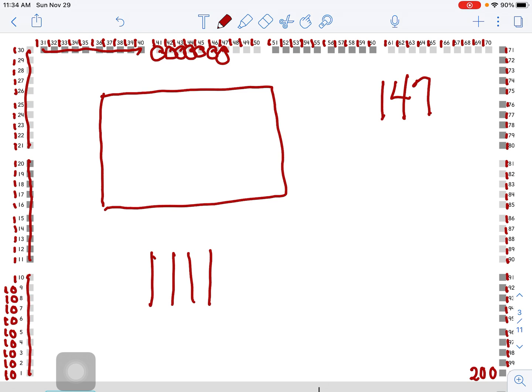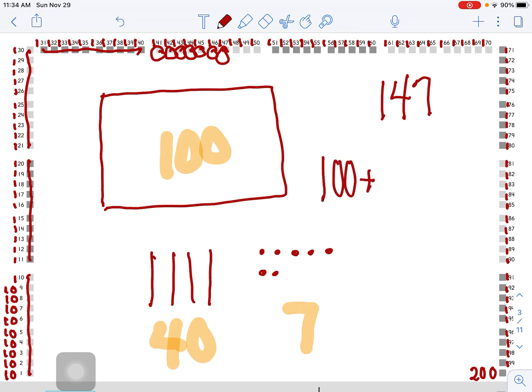All right, so now let's put our 7 ones in there. So we have our 100, right? We have our 4 tens or 40. And now our ones. 1, 2, 3, 4, 5, 6, and 7. So now we have that. And we can write that again in expanded form by writing 100 plus 40 plus 7 to equal 147. All right, let's try one more together.